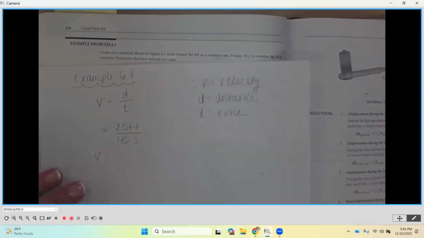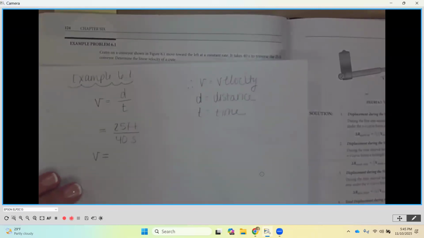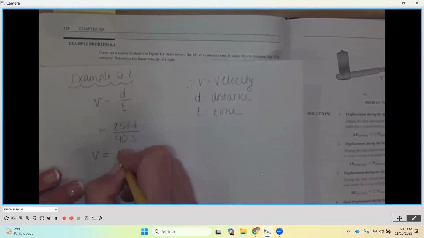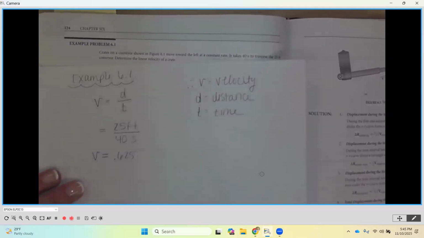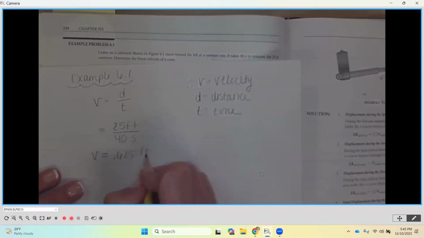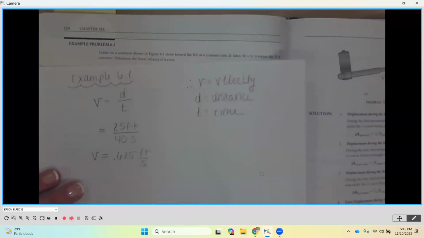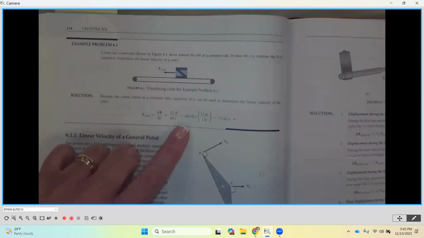What do we get for a number here? 0.625. That sounds correct. So 0.625, and then our units are going to be what? Feet per second. So we're going to put it in here as feet per second. Okay. Now, if we look at the answer, they have this written out here as well.